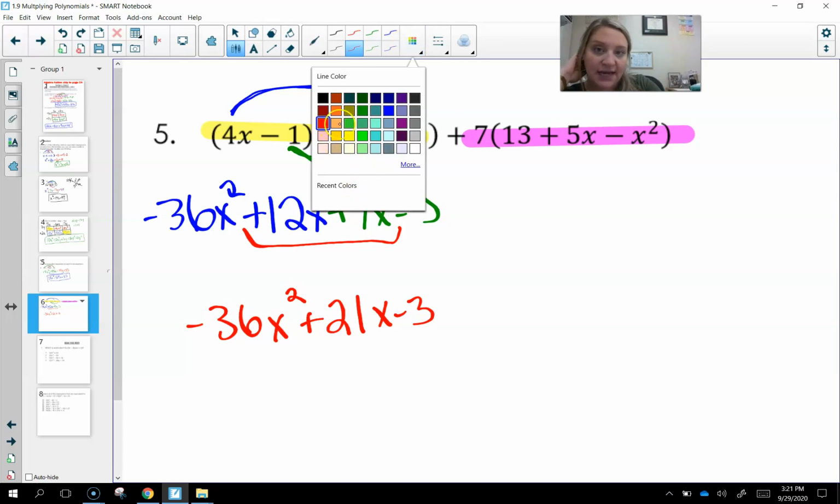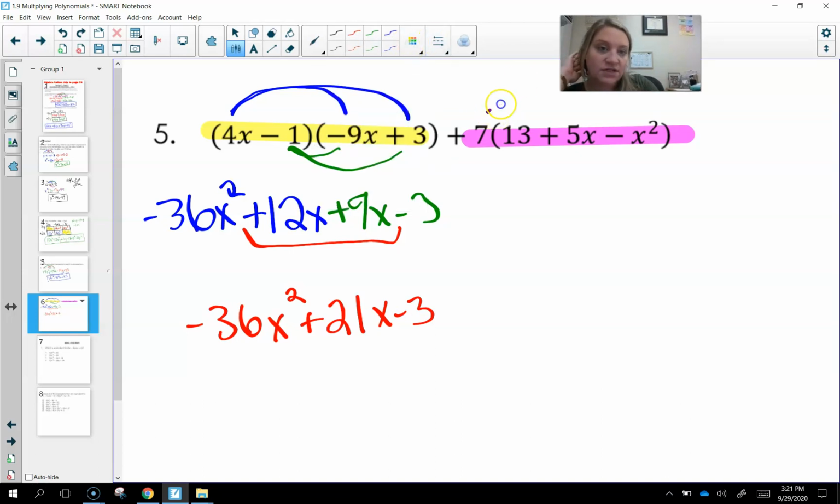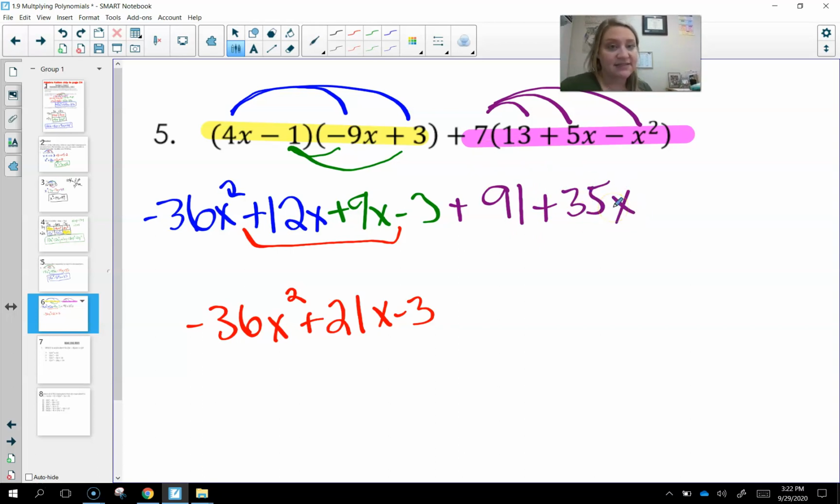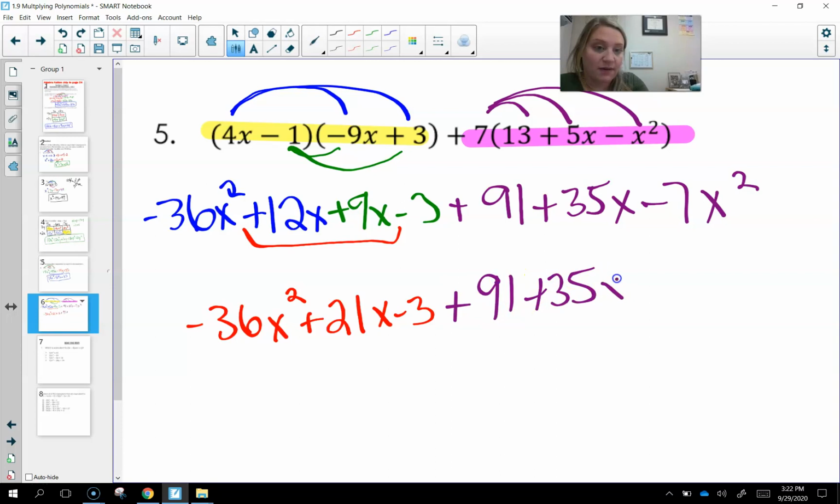All right, my other side, we're just going to distribute 7 to all of this. This is like what we did on section 1-8. Okay, so 7 times 13, what does that give me? 91. So that becomes a positive 91. 7 times 5x is positive 35x. And then 7 times negative x squared, well, positive times negative gives me a negative 7x squared. Okay, I don't have any like terms, so I'm just going to drop it the way that it is.